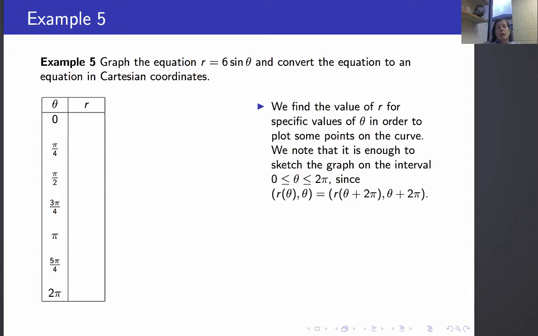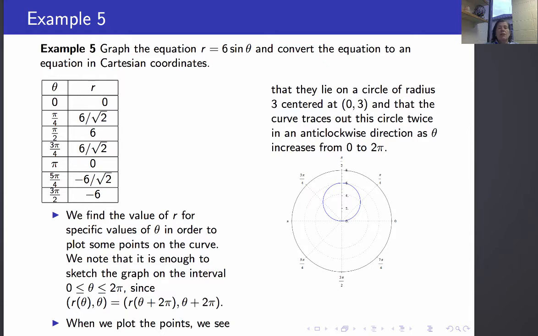The first thing I note about this equation is that r as a function of theta is periodic in theta. If I take some angle theta and look at the corresponding point on the graph, r is 6 times sine theta and the angle is theta; it's going to be the same as the point with r of theta plus 2 pi and angle theta plus 2 pi. So this graph will repeat itself as theta runs over intervals of length 2 pi. So it's enough to graph this equation for values of theta between 0 and 2 pi.